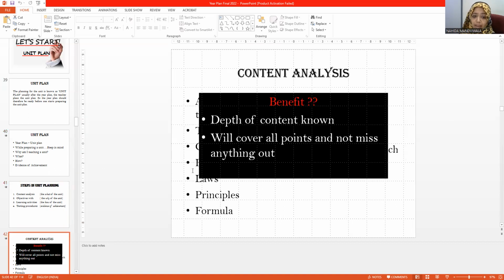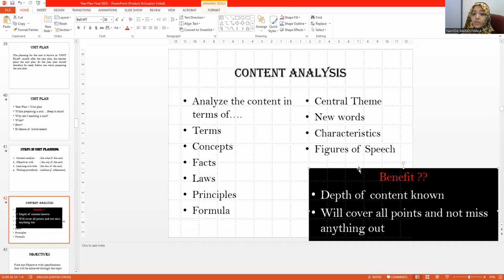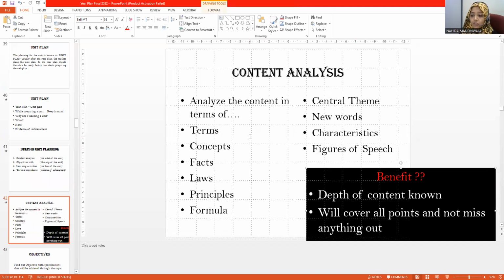Now let us look at what we mean by content analysis. When you are looking at the content, you will analyze the content in terms of what are the concepts you are going to teach, what are the facts, what are the rules, the principles, the formulas that you're going to teach. Are there any additional things that you're going to teach in a particular chapter? What is the central theme? If there are any new words, if there are any figures of speech, if there are any characteristics when you're teaching any concept of grammar, right? So all this will come under your content analysis.